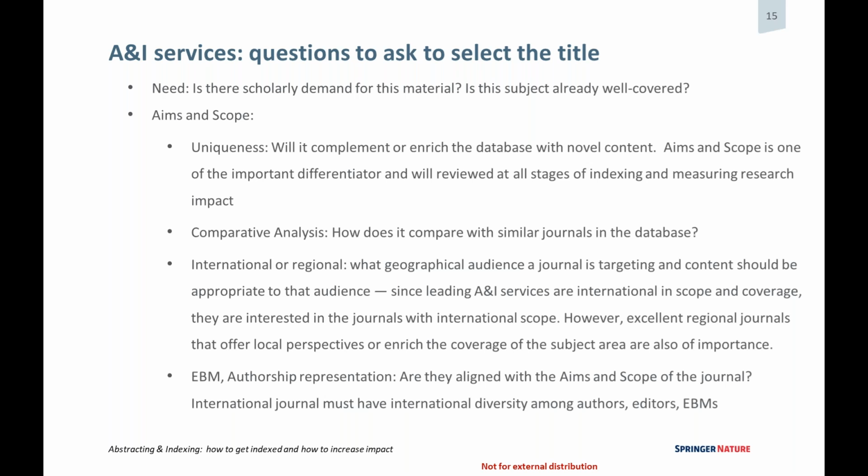Editorial board member and authorship representation for the journals are also extremely critical, because the majority of the leading databases, Scopus and Web of Science, are global. So they are looking for international representation. So it's critical for journals to make sure that you have international representation.